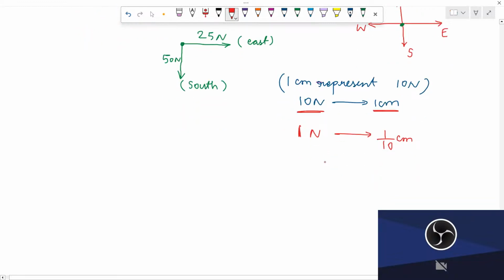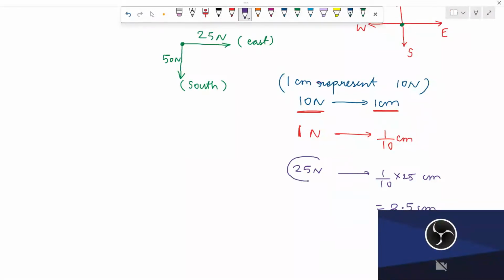So 1 Newton is 1 by 10 centimeter. What will be the value of 25 Newton? That will be 1 by 10 into 25 centimeter, so we get the answer as 2.5 centimeter. So in order to represent 25 Newton on a graph paper, we have to take a length of 2.5 centimeter.